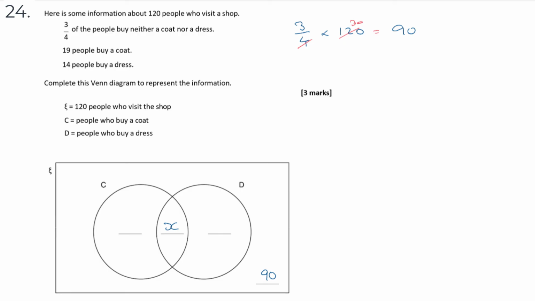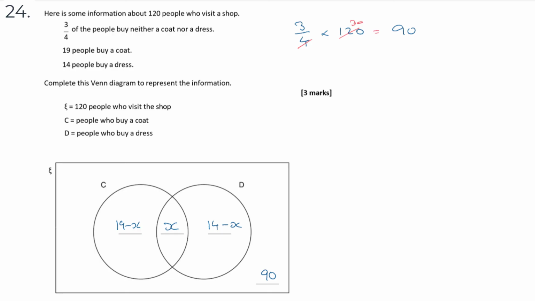So if I've got 19 people who buy a coat, and I've got x of them in the middle part, then there must be 19 minus x here, so that when you add those two bits together, 19 minus x plus x, it gives you back your 19. Similarly, on the other side, 14 people buy a dress, so I must have 14 minus x who buy a dress alone, plus the x that buy a dress and a coat, giving me 14 minus x plus x equals 14 people overall. Now I've got something in each of the regions.